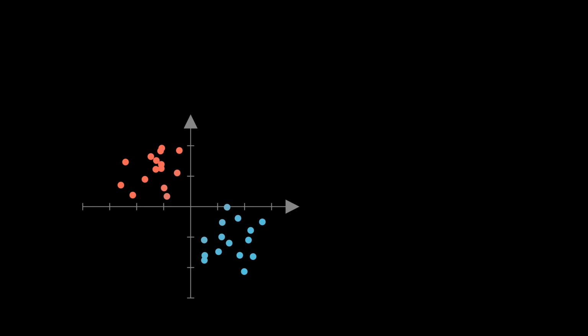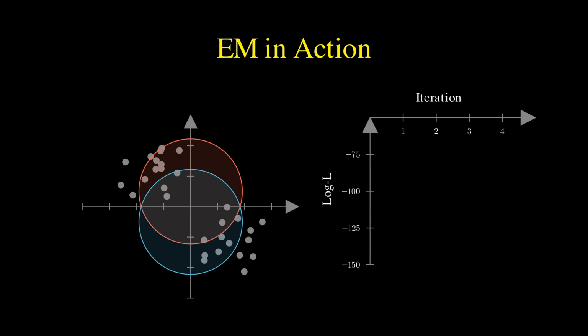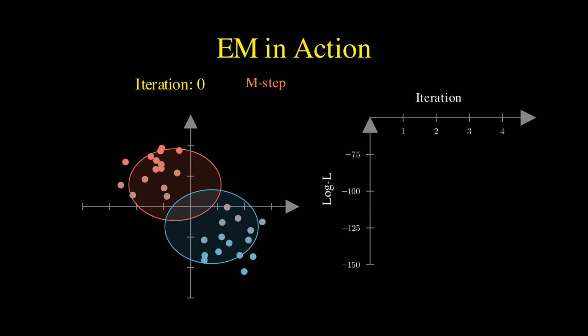Now, let's watch EM iterate. Starting with poorly placed Gaussians, we alternate between E steps and M steps. Each E step recolors points based on current parameters. Each M step moves the Gaussians to better fit their assigned points. Notice how the log likelihood increases monotonically until we reach convergence.